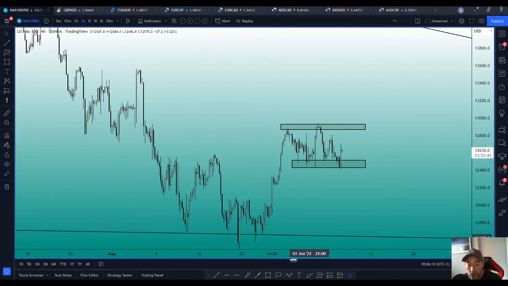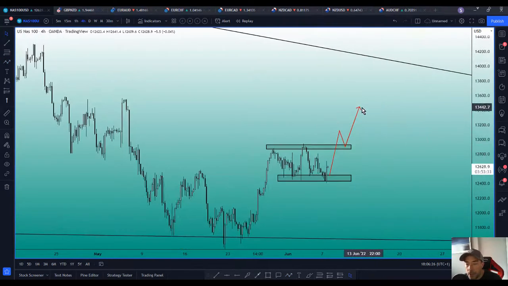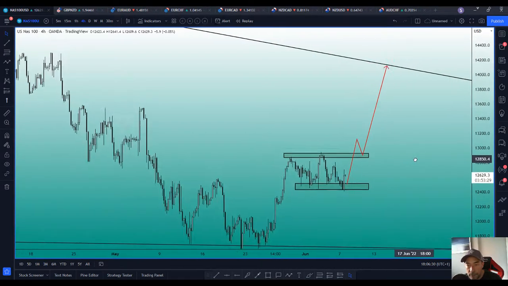But if we're going to go long, let it break out, look for that first correction, maybe a retest of structure, and then look to go long when we see buyers come in, and then I'll be looking to trade up to this trend line there.